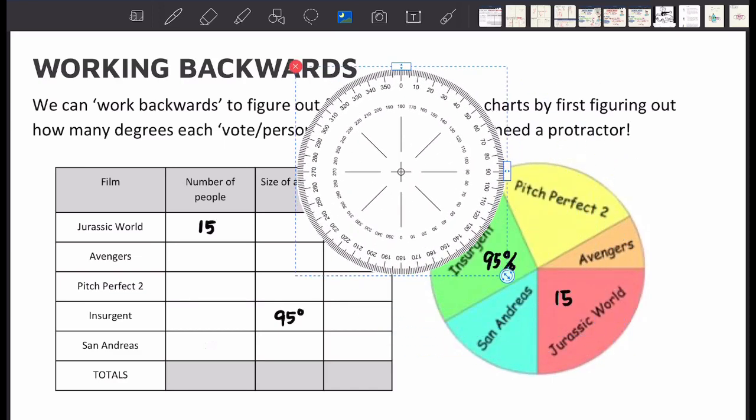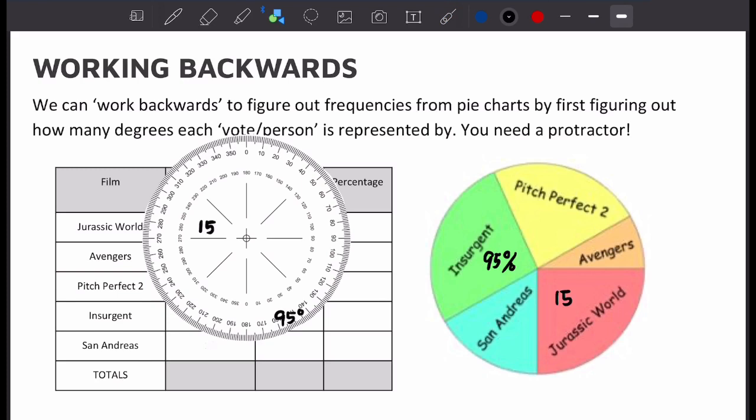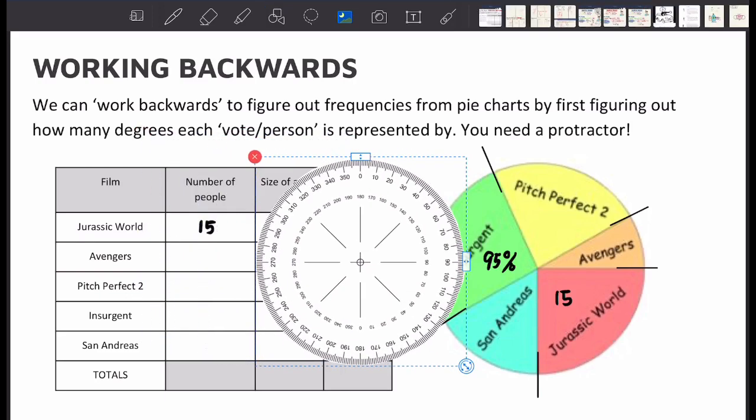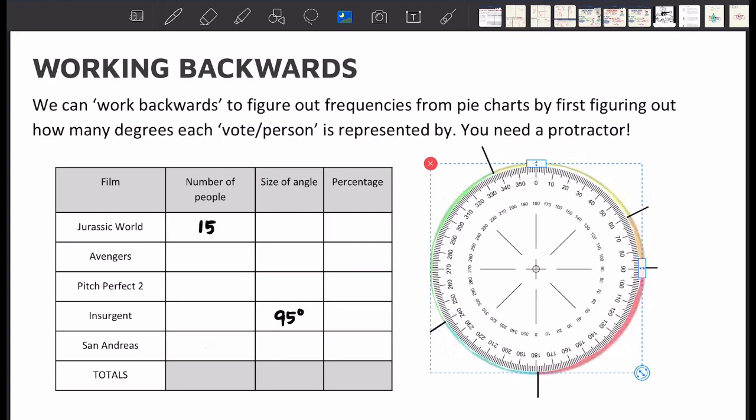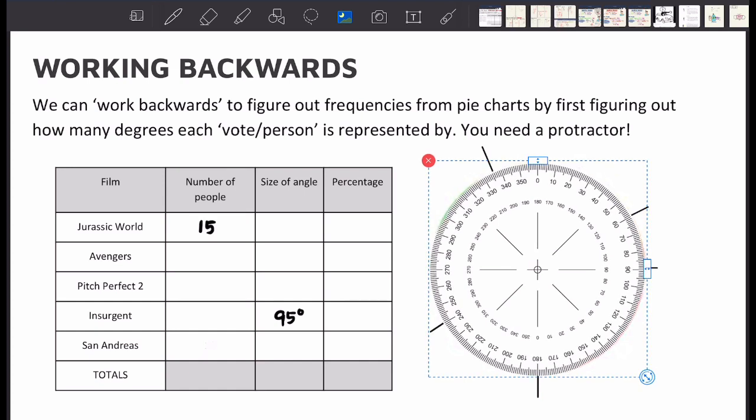So I'm going to move this to the side first, and then I am going to use the shape tool and just extend the lines so that when we put our protractor on top, you can still see the lines that represent the different parts of the pie chart. Tap on the picture again and slide your protractor back. Now you can see the lines and you can make the protractor even bigger.